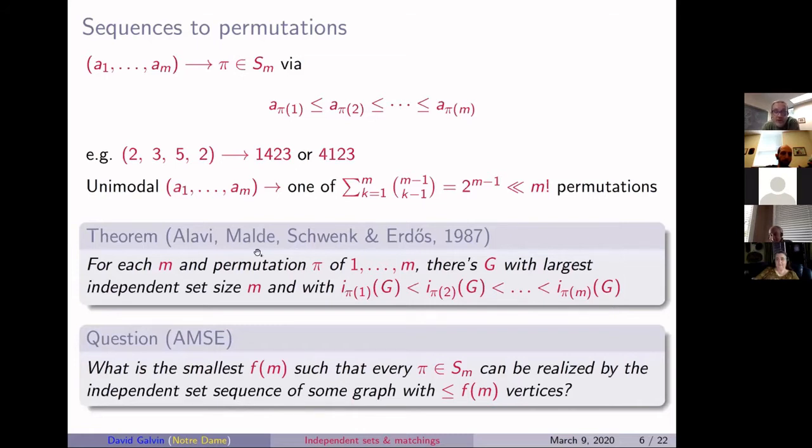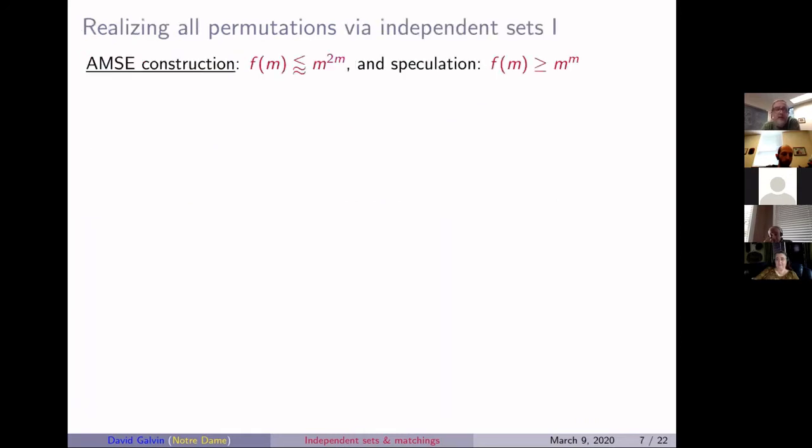Now, of course, they gave a construction for any particular permutation. So you just have to look at their construction to get an upper bound on this quantity f of m. They had a pretty strong suspicion that their construction was wasteful. And so they didn't even actually bother counting the number of vertices in their construction in the worst case. They just gave a rough back of the envelope calculation. And what they showed was that you can get away with something on the order of m to the power 2m vertices. With m to the power 2m vertices, you have enough room to generate every permutation on m symbols.